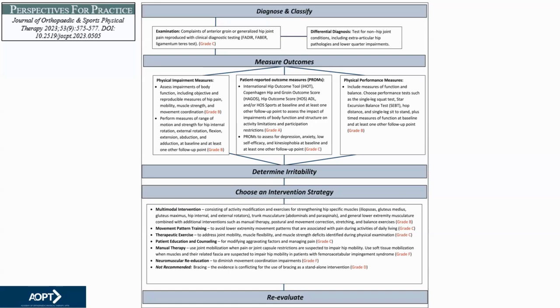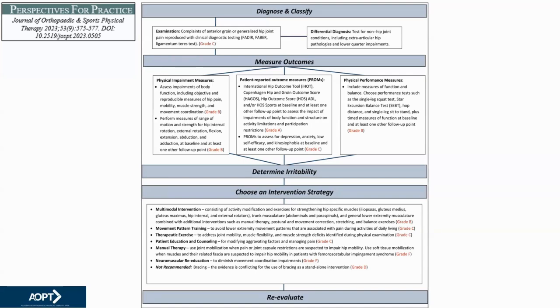If we do determine that we are evaluating somebody with non-arthritic hip joint pain, then how is this particular condition affecting that individual? So we get their physical impairment measurements. These are things that we treat, so we have to assess them. We also reevaluate them along the way to note if we're making progress. How does the patient report that they are affected by this?